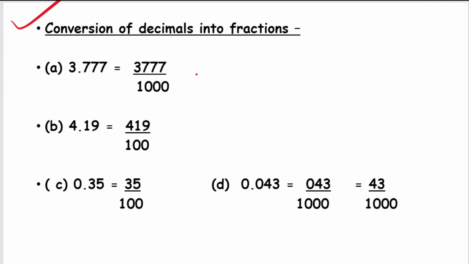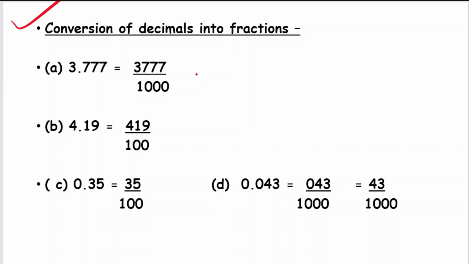Let us see question B, 4.19. Here there are 2 decimal places, 1 and 9. So again, when I write in the form of a fraction, I take the numerator without the dot, 419. The bottom number will be 100, 2 zeros as there are 2 decimal places. Now question C, 0.35. So 35 by 100. 2 decimal places, so 2 zeros in the denominator.